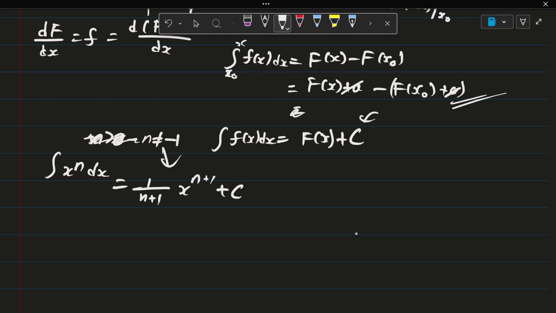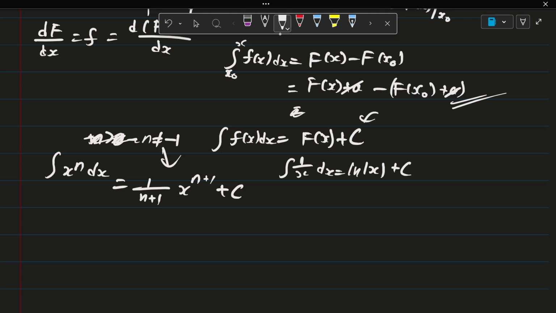And then if you want to take the integral of 1 over x, or x to the power of negative 1, the answer is the natural log of x, as long as the value inside is positive, plus c.